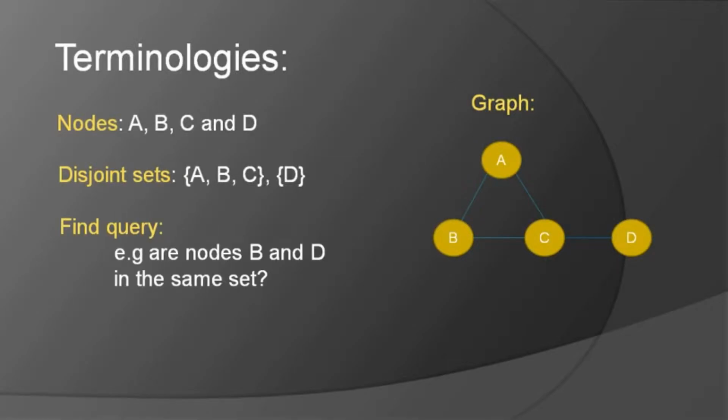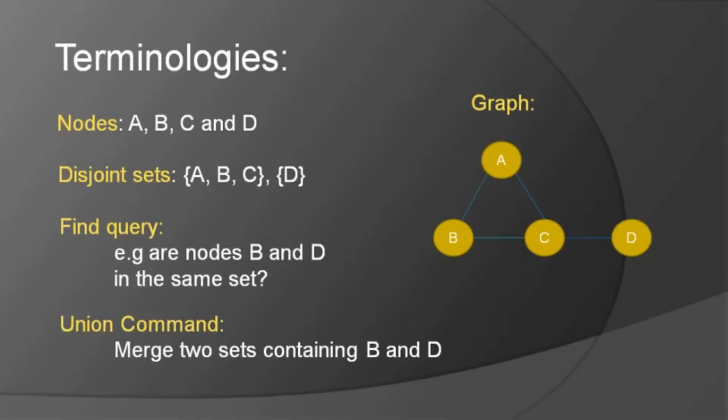So we have our find query. Our find query could be, for instance, are nodes B and D in the same set? And the answer is no. And then we have the union command to merge sets. So we will merge the elements containing B and D, and then we will have one set as we merge the two sets containing B and D.